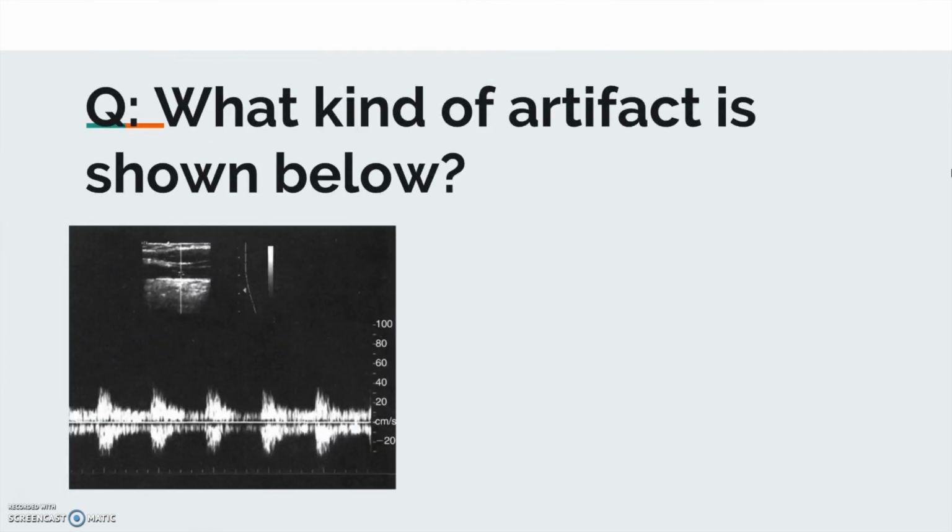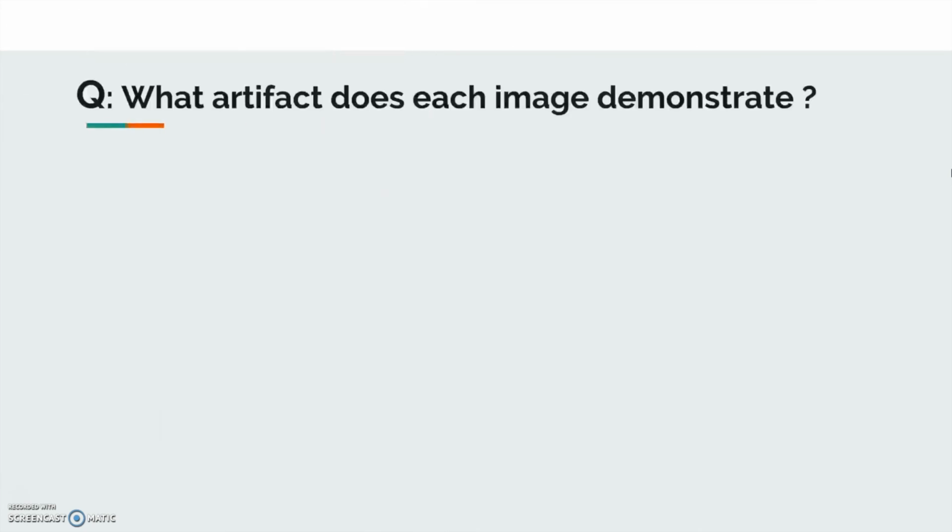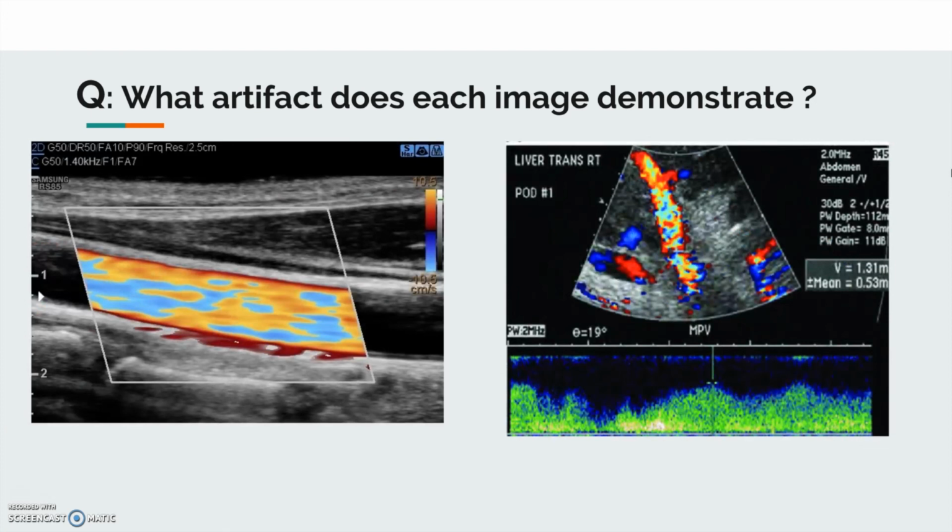What kind of artifact is this? This is spectral mirroring. What artifact do each of these images demonstrate? The one on the left is aliasing, the one on the right is turbulence.